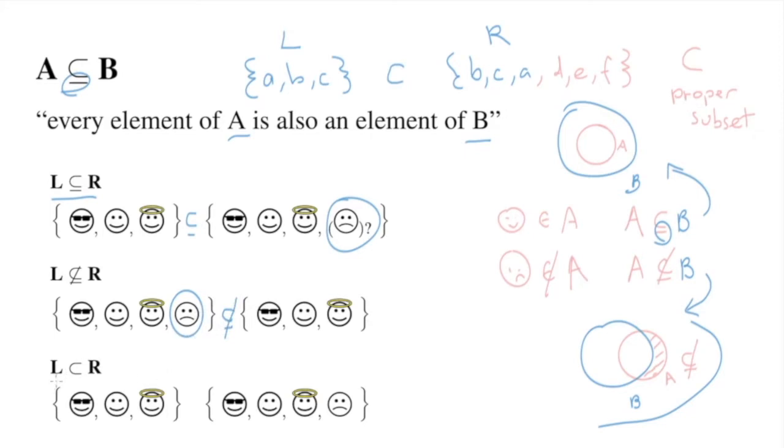And finally, we've got L is a proper subset of R. So that means that L is a subset of R. So all the elements of L are also in R, and that's true. We've got all three faces here. But R has additional members. So here R additionally has the frowny face. So this is a proper subset.